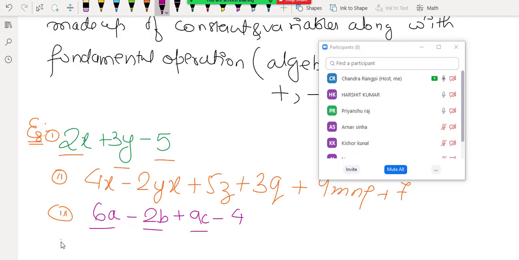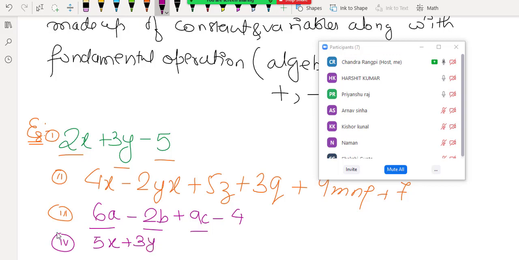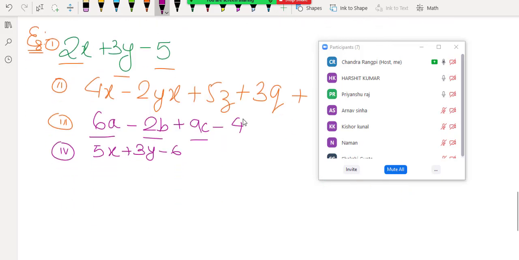Okay, another one, Harshit, one example of an algebraic expression. 5x, very good, plus 3y. Try to create it by yourself. Don't give it by looking in the book or something. Just try to give it by yourself. Minus 6. Okay, that's correct. This much is enough for an algebraic expression.